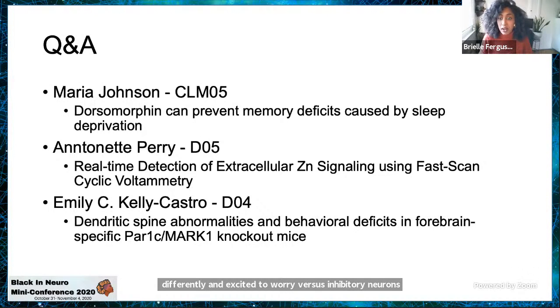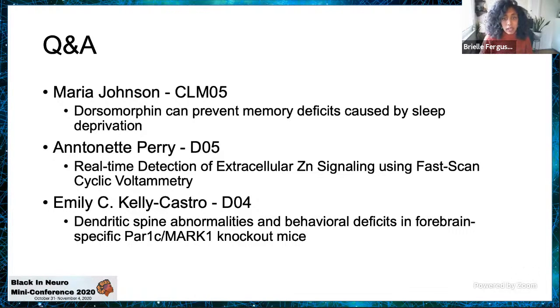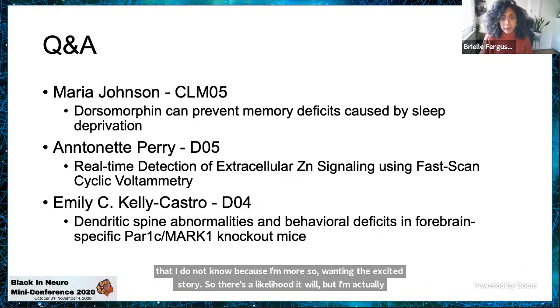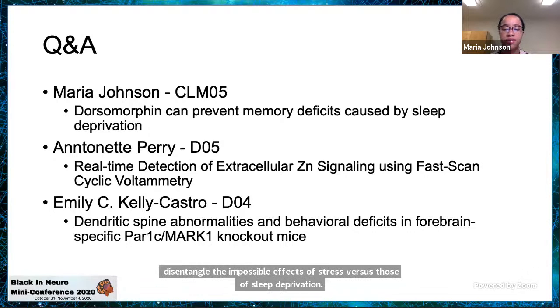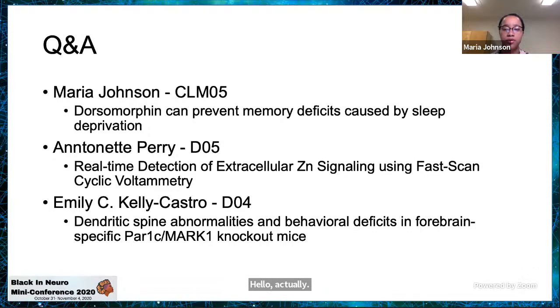This person said they enjoyed your talk and they asked, is it possible to disentangle the possible effects of stress versus those of sleep deprivation? Hello. Actually, we believe that any effects that we have for stress are, in fact, in all of the mice. All of the mice receive surgery, all of them receive an injection, and all of them who are sleep deprived, regardless of the drug or non-drug, are going through the same sleep deprivation process. So that includes tap shakes and disturbances to the environment. So any effects of stress should be seen in virtually all of the mice that are stressed.